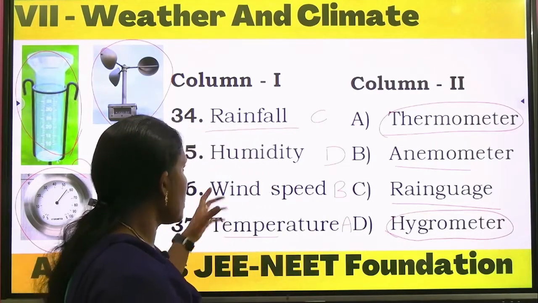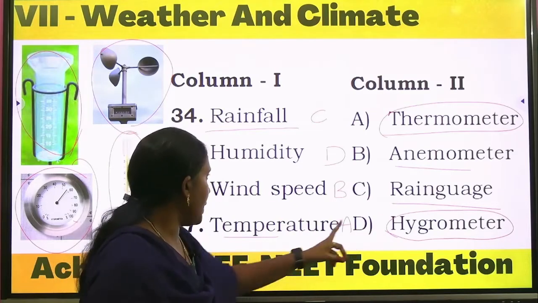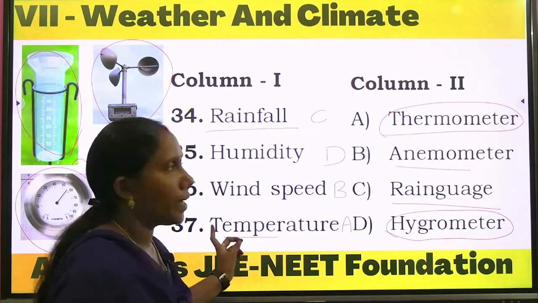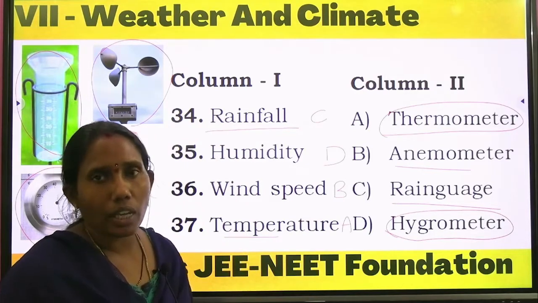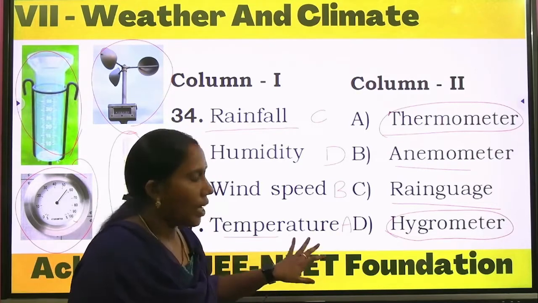The matrix matching: rainfall, rain gauge; humidity, hygrometer; wind speed, anemometer; temperature, thermometer. Okay. This is our matrix matching type in weather and climate. Let's see the next one.